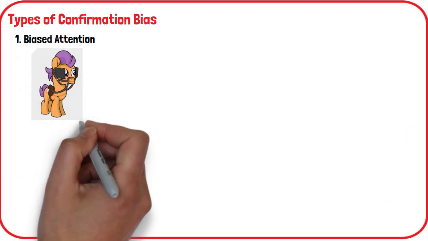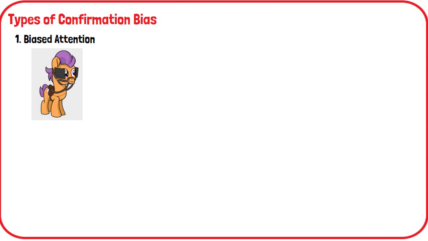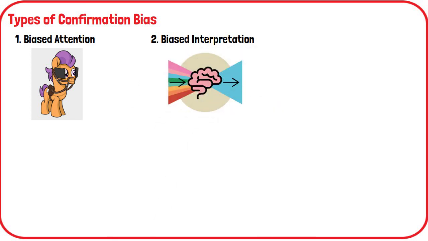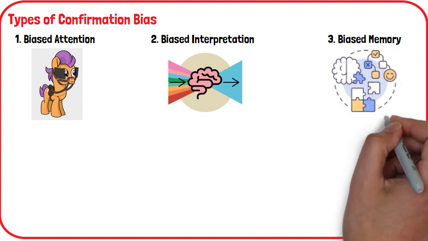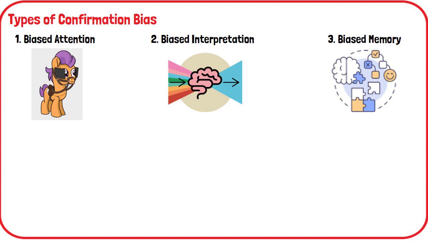There are a few different types of confirmation bias that can occur. Some of the most common include the following. Biased attention. This is when we selectively focus on information that confirms our views while ignoring or discounting data that doesn't. Biased interpretation. This is when we consciously interpret information in a way that confirms our beliefs. Biased memory. This is when we selectively remember information that supports our views while forgetting or discounting information that doesn't.